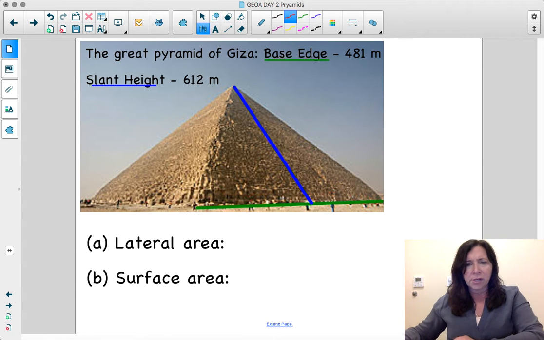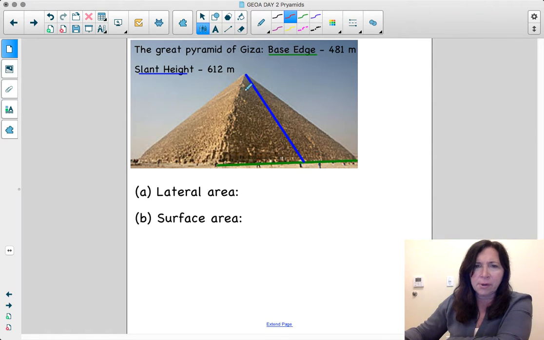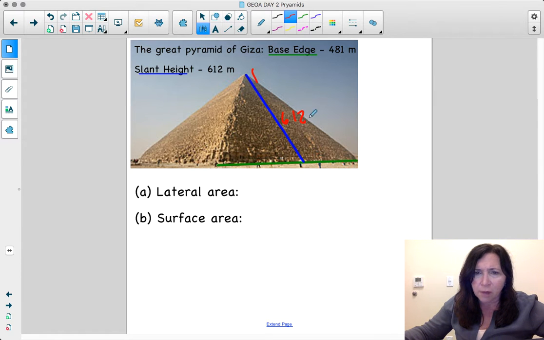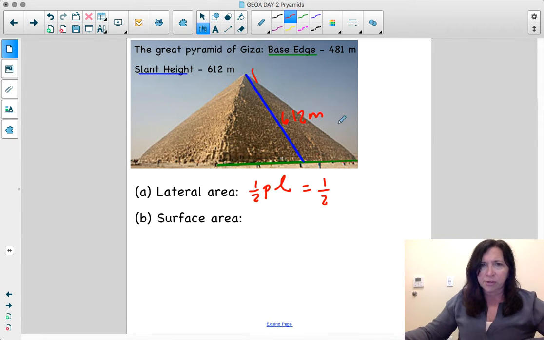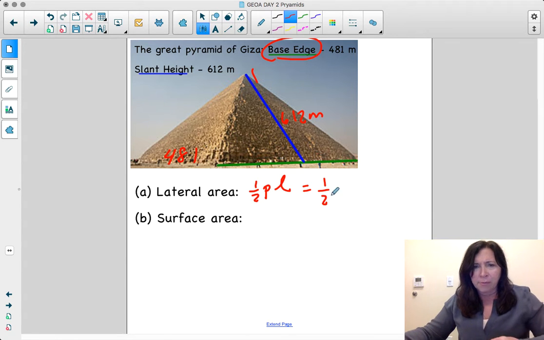All right, so we're going to try one of these problems here, and it says the Great Pyramid does have a slant height of 612 meters. We need to find the lateral area. So remember, it's a pyramid. So our lateral area is 1/2 the perimeter of one base times the slant height. Well, we know the slant height. So 1/2 my perimeter, but do I know the perimeter? It says a base edge of 481.